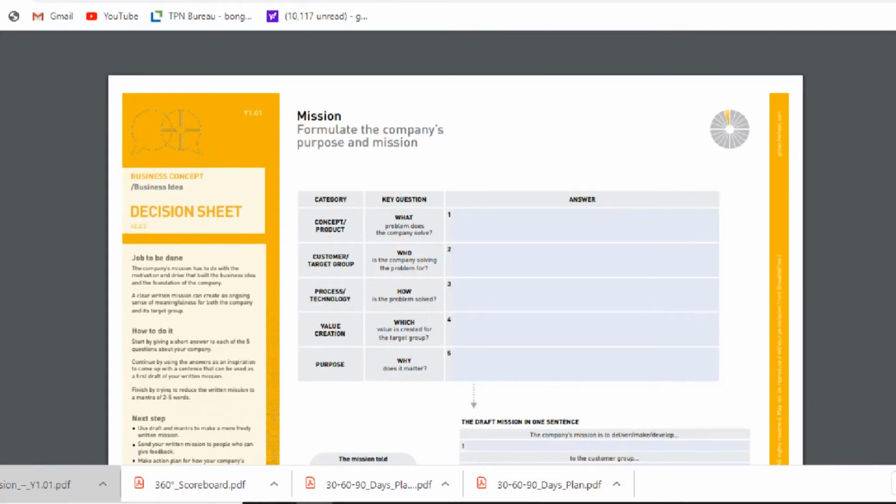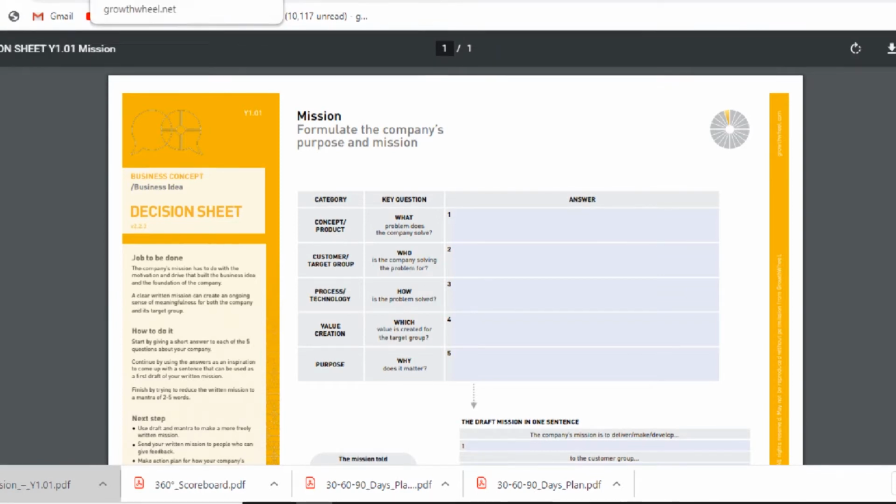Lastly, we look at the why. Why does it matter for you to be able to solve that problem? What is the driver behind that? Once you are able to identify that, you are then in a position to say, okay, is this business viable or is this business not viable? By answering those 5 questions, you have already established your mission as a company.